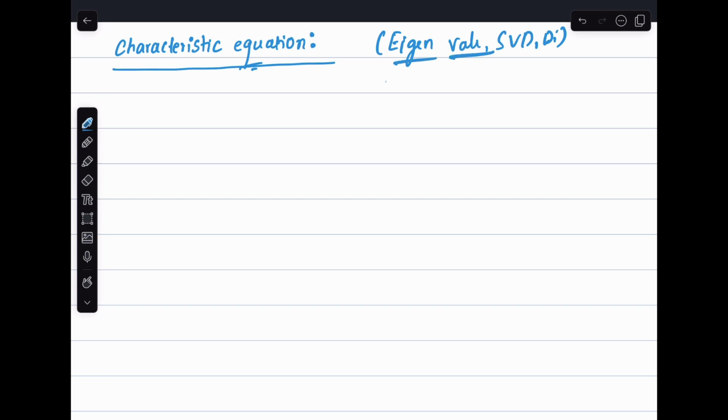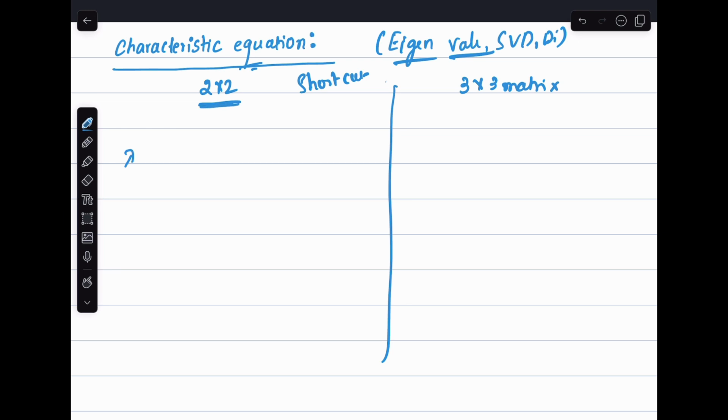So without any further delay, let us see how we can solve for the 2 cross 2 and the 3 cross 3 matrices. And this is a shortcut method. You can use any method you like. So please remember this might be a time-saving thing for you in the exam. The formula for 2 cross 2 always starts with lambda square minus trace of A into lambda, plus the constant, that is determinant of A, is equal to 0.